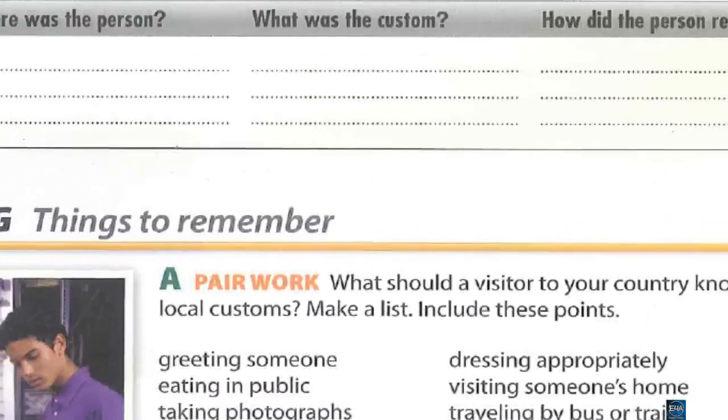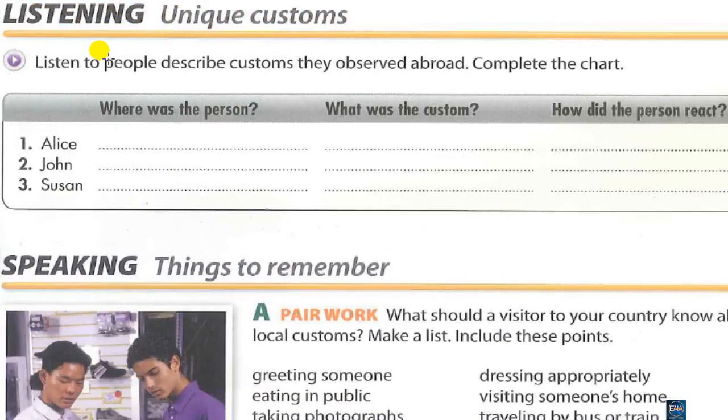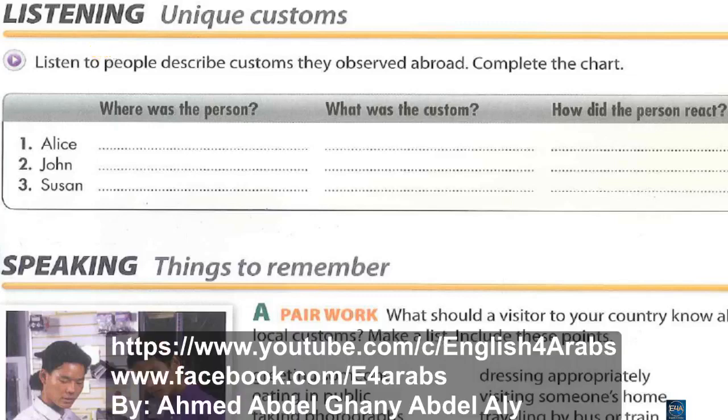Exercise number 9, listening. Unique customs. Customs, of course, means habits. Here, there are of course very rare habits. Listen to people describe customs they observed abroad. The people are going to describe some customs, habits that they observed abroad, that they noticed abroad.